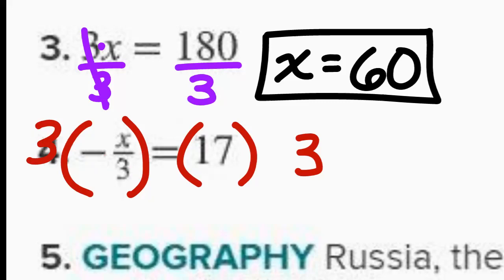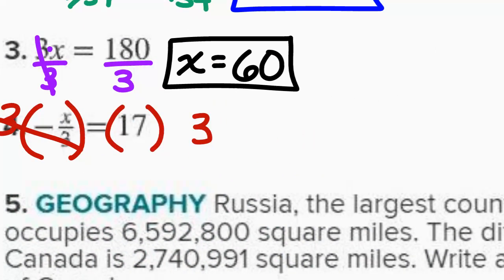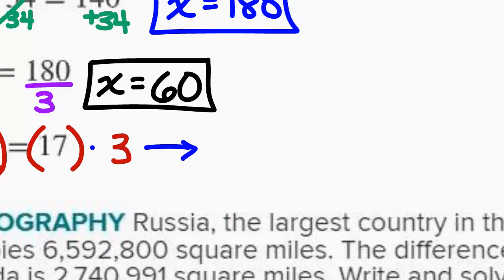Hold on, let me see if my board's going to cooperate. There we go. Okay, so if I just do this, I would have negative x equals, what's 17 times 3? 51. When you see a negative in front of a variable, there's multiplication happening there. That's really a negative 1 being multiplied to our variable. So if I have a negative 1 multiplied to my variable, how can I make that cancel?